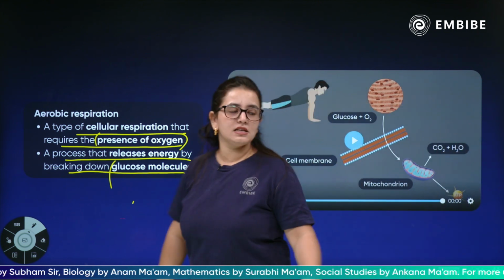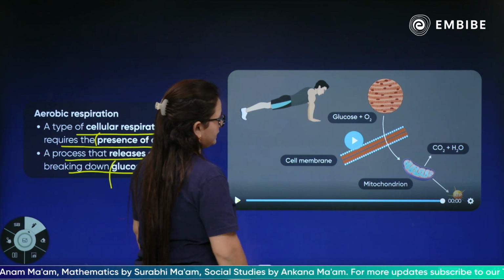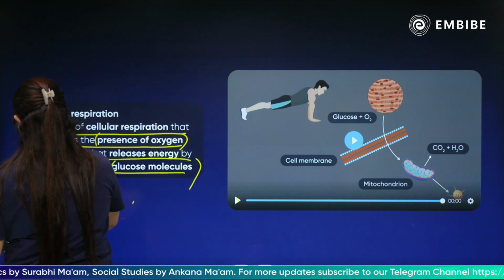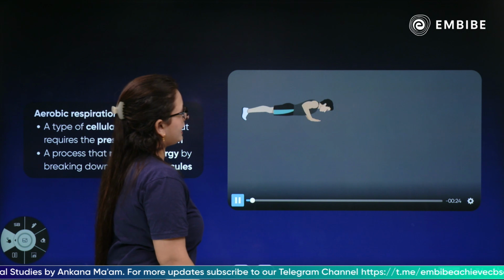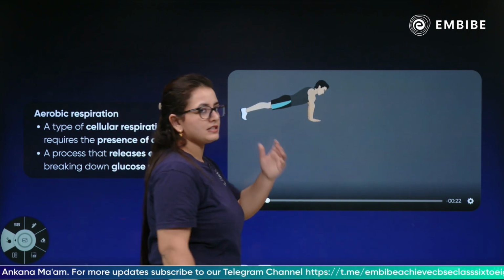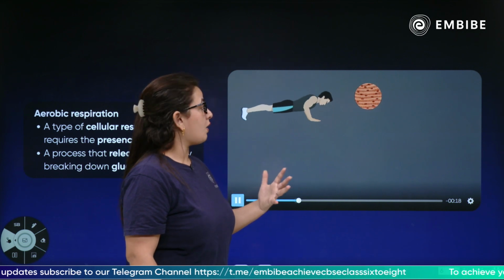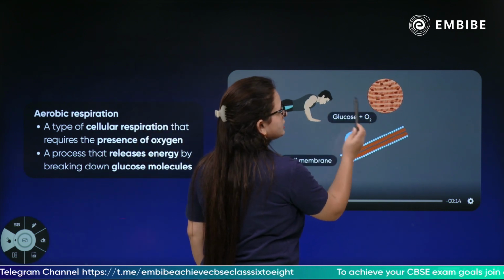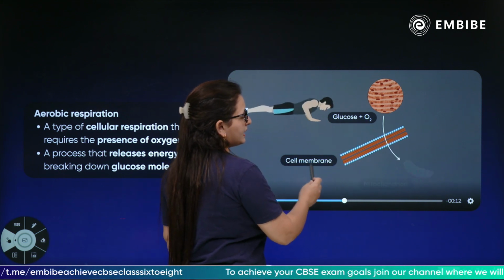As you can see, this man is exercising. Children, there is a cell membrane. Let's just play it for you. As I play it, can you see this particular man is exercising and needs energy for the process of working out. These are the cells of his body, where glucose plus oxygen is being utilized in the cell membrane. This breakdown is taking place.